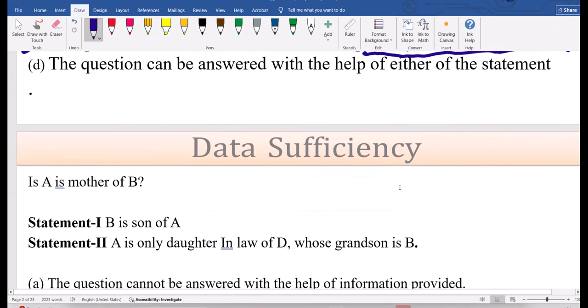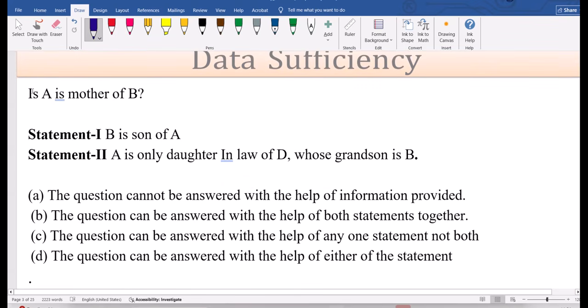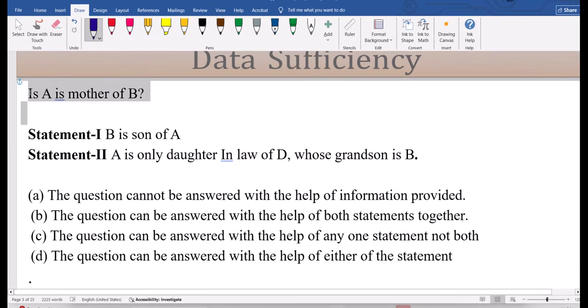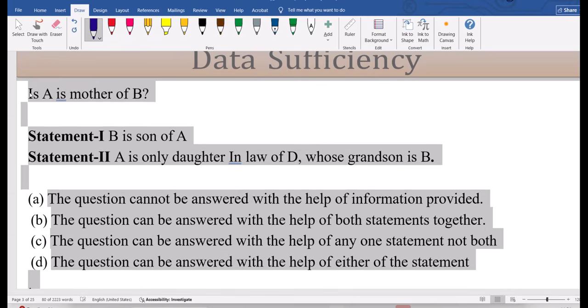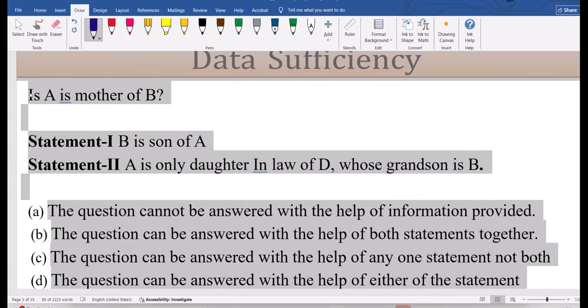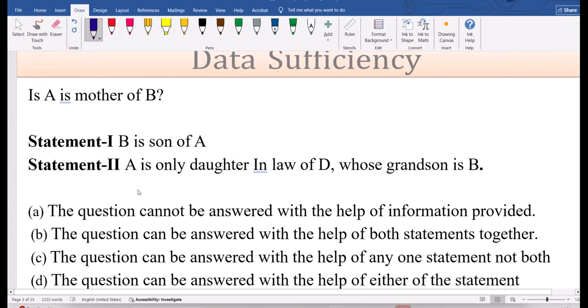So let's see the next question. Yeah, all blood relations but related to data sufficiency. And there are other questions also in data sufficiency, but more and more they are related to blood relation. So we got one answer from statement 1 alone, one answer from statement 2 alone. Now let's see this one.